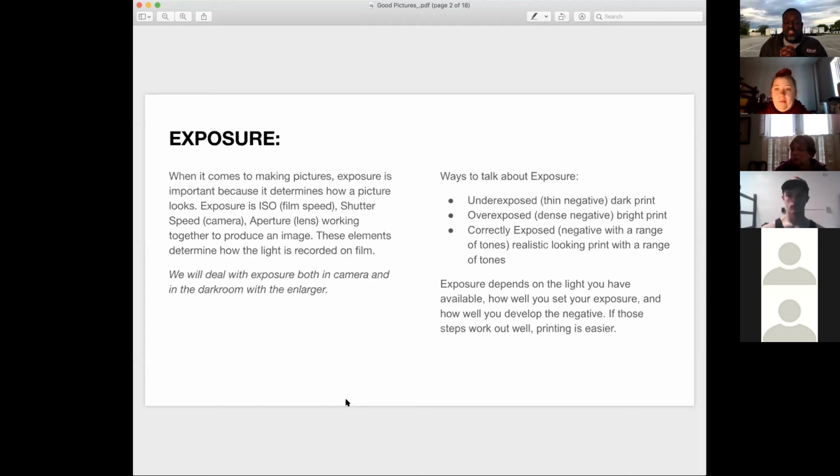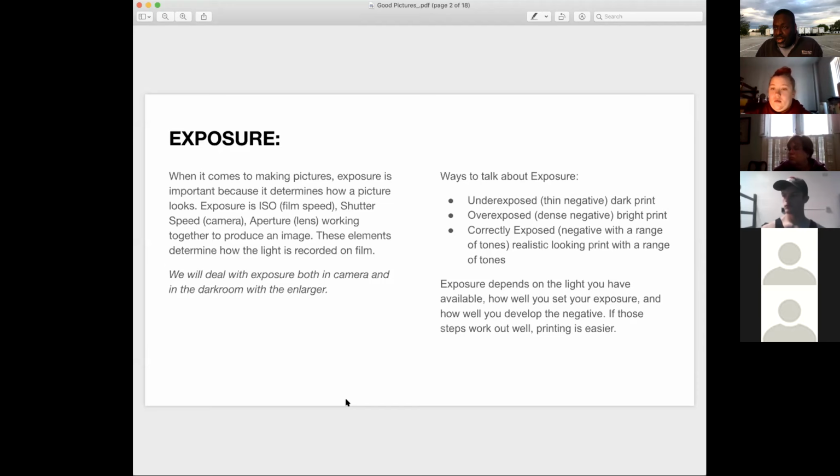The shutter speed basically controls how long the shutter, or the opening of the lens, is open. The shutter speed is more like a garage door that opens and closes. How long is the garage door open? Is it open for a long time or a short time? So it deals with time.